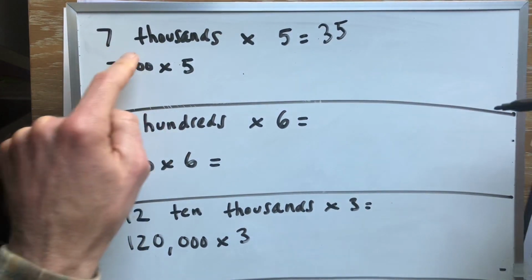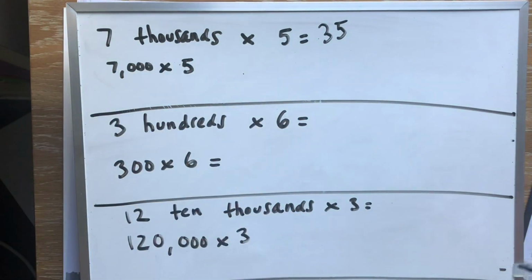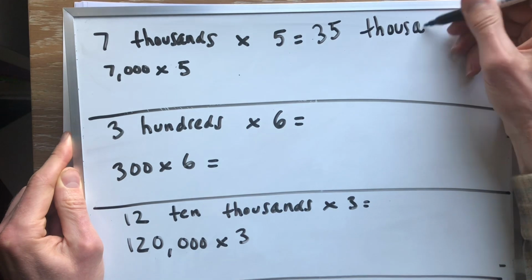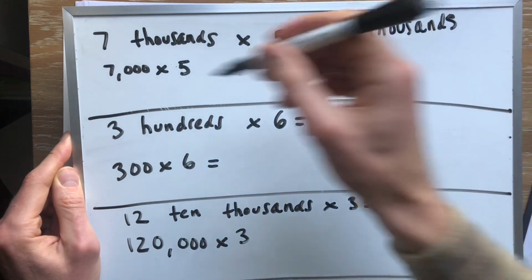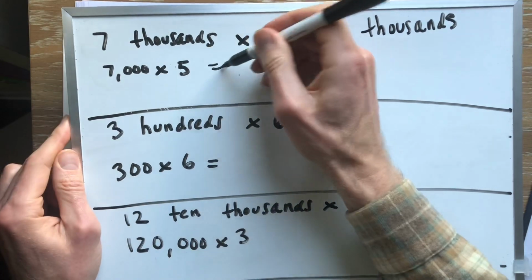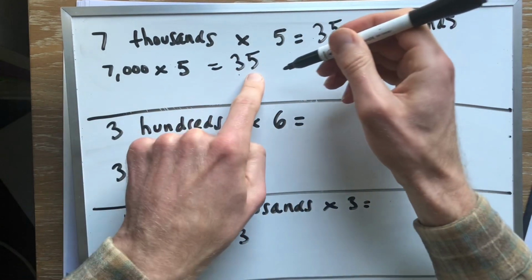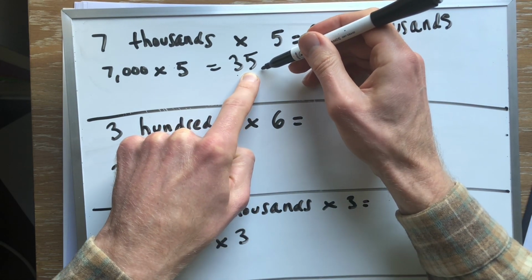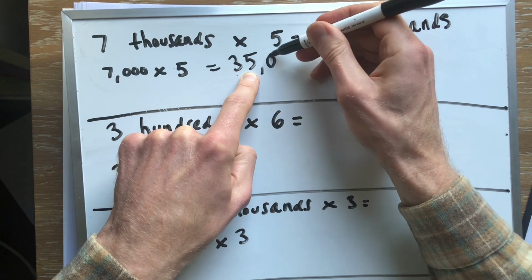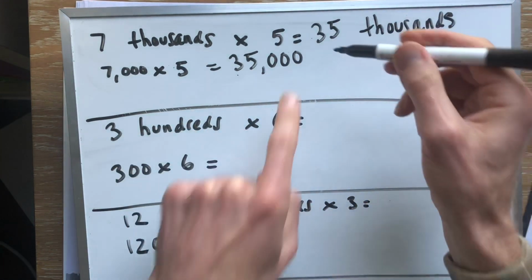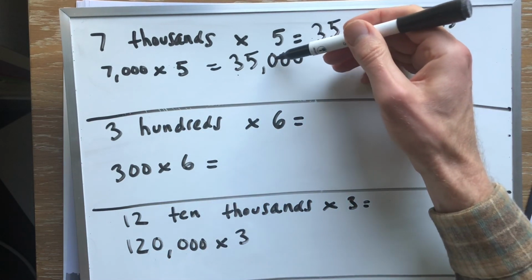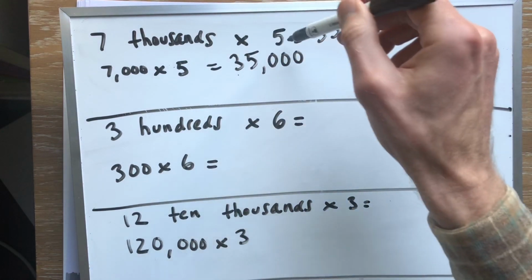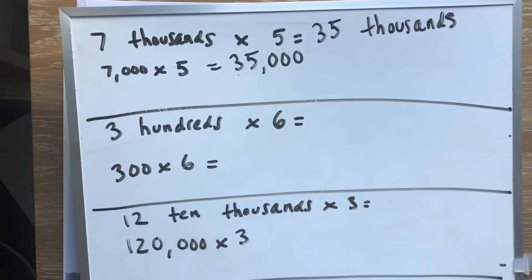7 thousands times 5, well, that's not 35. It's 35 thousands. So 7,000 times 5 equals 35 in the thousand spot. The last digit, that 5, is in the thousand spot. So here comes the hundreds, here comes the tens, here comes the ones. And I can always count backwards to make sure: ones, tens, hundreds, thousands. Yeah, it's in the thousands. So that's how you do that kind of problem. 7 thousands times 5 is 35 thousands, or 35,000.